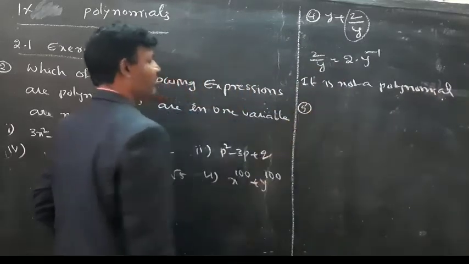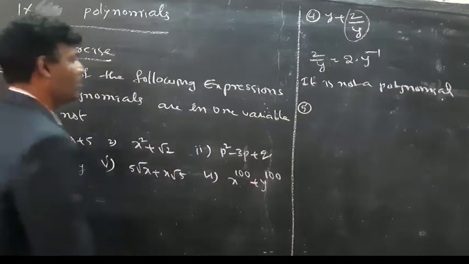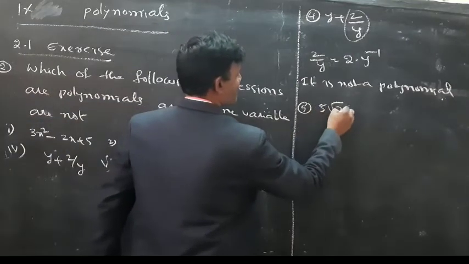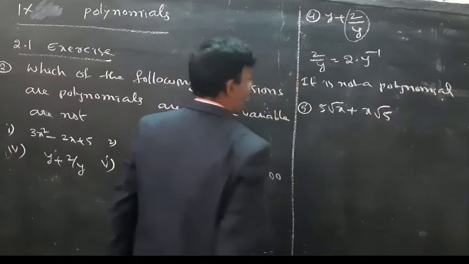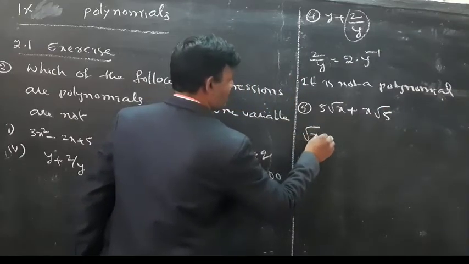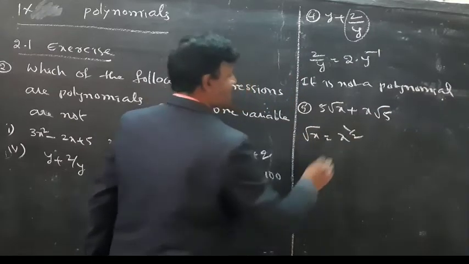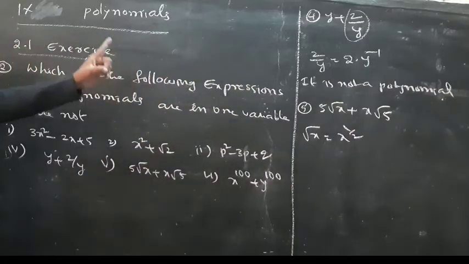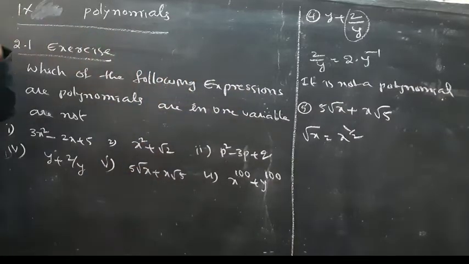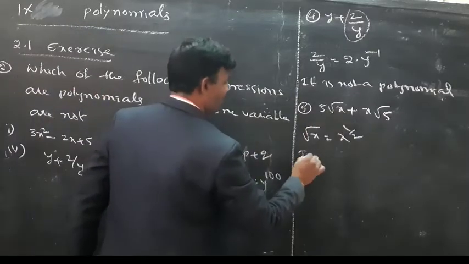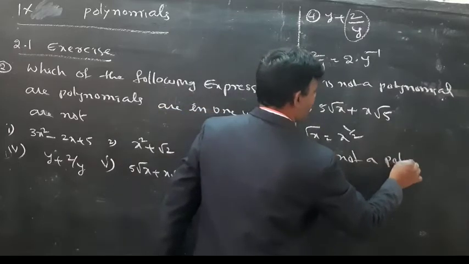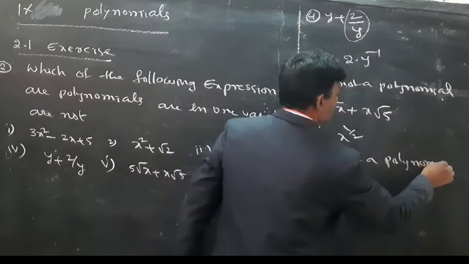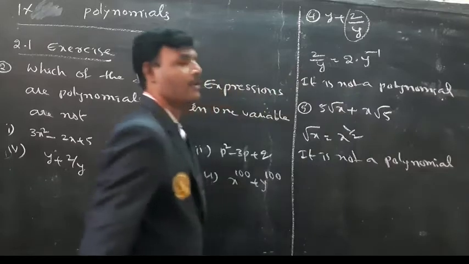Then what about the fifth question? 5 root x plus x root 5. Root x we can write as x power 1 by 2. Here the variable power is not an integer. So it is also not a polynomial. It is just an expression, not a polynomial.